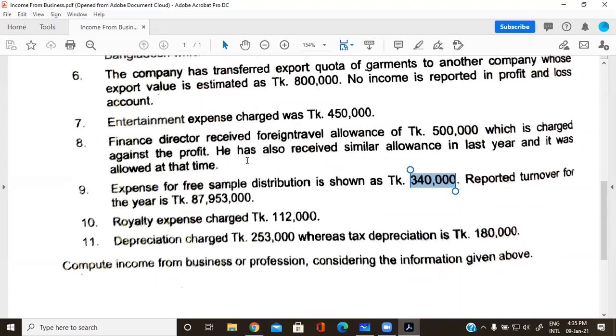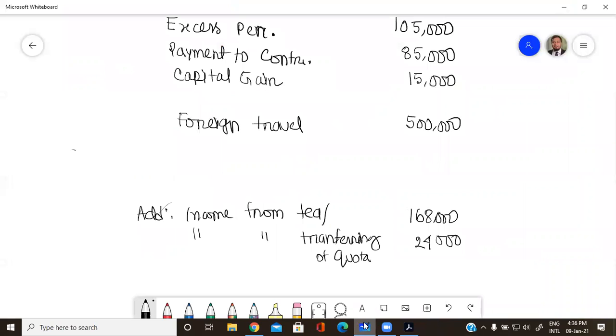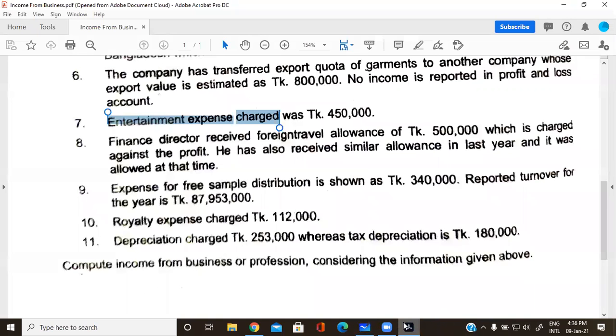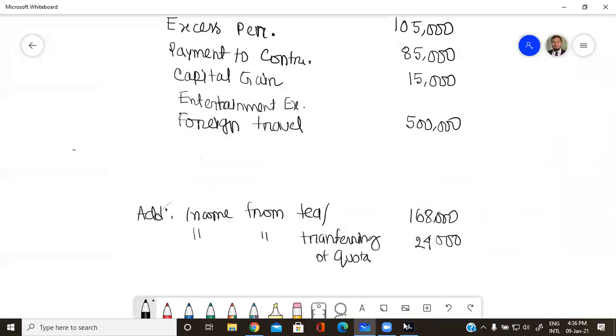Then let's talk about depreciation and the entertainment. First of all, the entertainment expense, which has already been charged, that is 450,000. We need to consider it separately by seeing how much is allowable. Right now, we are adding back the entertainment expenses which have already been charged. Then we will check how much is allowable, and that allowable we will subtract. We have added it back.